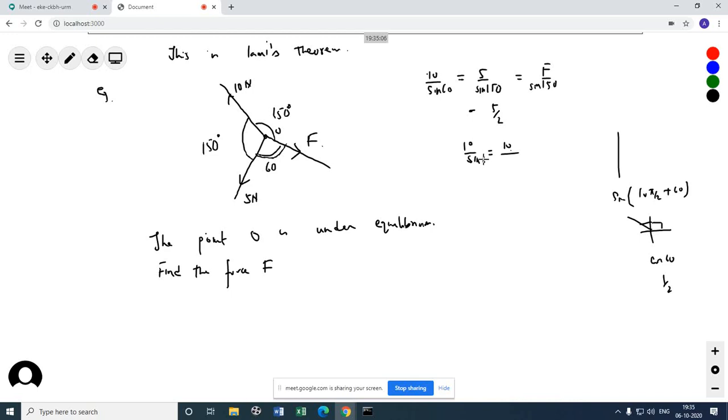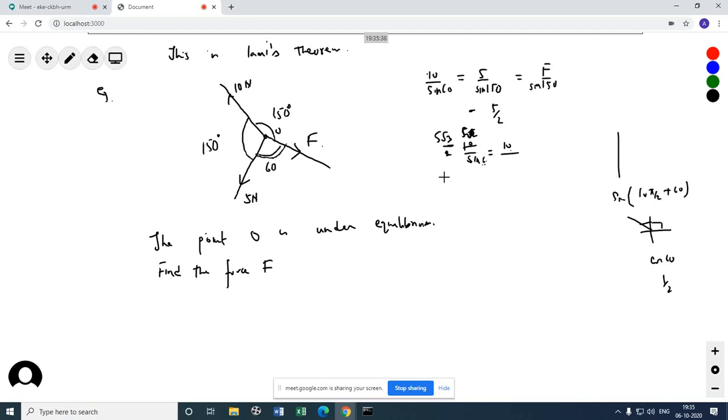This is 10. Yeah, this should be how much? This one should have been also 5. Then it is fine. No, not 5. This one should be 5 root 2. Sine 60 is root 3 by 2. 5 root 2. No. This should be 5 root 3. 5 root 3 by 2.